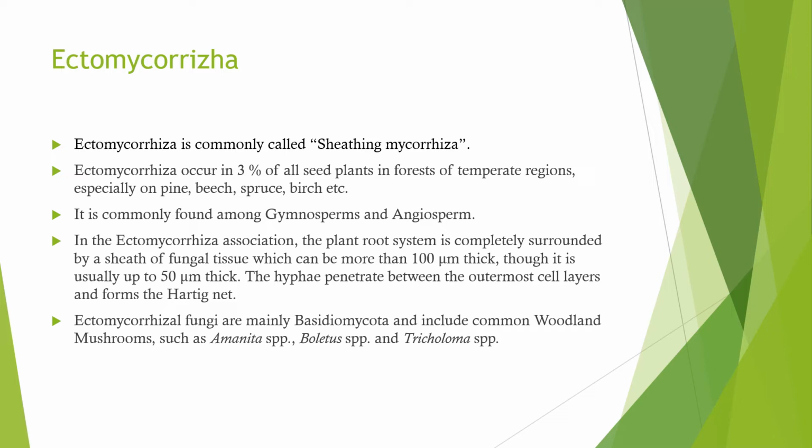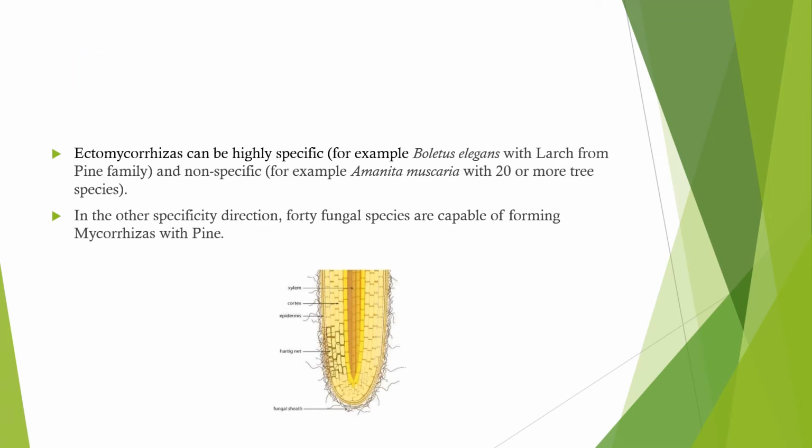The ectomycorrhizal fungi are mainly Basidiomycota and include common woodland mushrooms such as Amanita species, Boletus species, and Tricholoma species. Ectomycorrhizas can be highly specific, for example, Boletus elegans with the larch from the pine family, and less specific, for example, Amanita muscaria with 20 or more tree species. In the other direction, 40 fungal species are capable of forming mycorrhiza with the spruce.